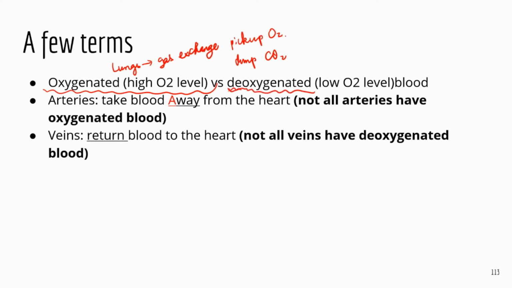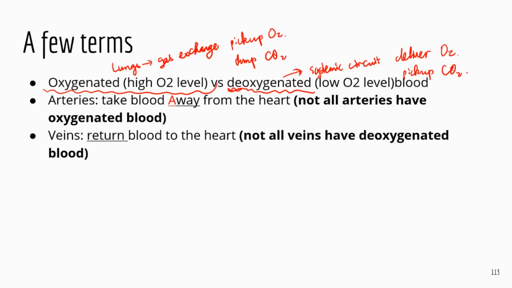Deoxygenated blood, D means none, right? So it doesn't have a lot of oxygen. And that's the blood that just completes the systemic circuit. What is that? Basically, just think of the blood that just has circulated through your entire body. It's going through all the tissues. So they have just delivered oxygen, and they have just picked up the CO2 from the tissues and all the cells. So that's the deoxygenated blood. So make sure you know the difference between oxygenated and deoxygenated.